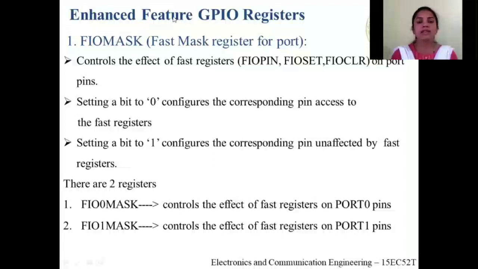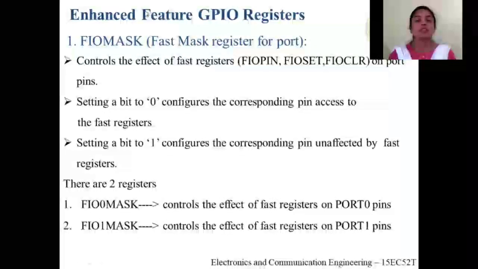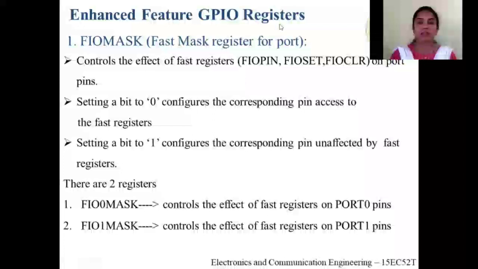And next are the enhanced feature GPIO registers. These registers are the same as the legacy group of registers. The only difference is that the operation of the enhanced feature GPIO registers is much faster than the legacy group. In the enhanced feature also we have 5 registers: FIODIR, FIOMASK, FIOSET, FIOCLR, and FIOPIN. The first one is the FIOMASK register, the fast mask register for the port. It controls the effect of the fast registers.